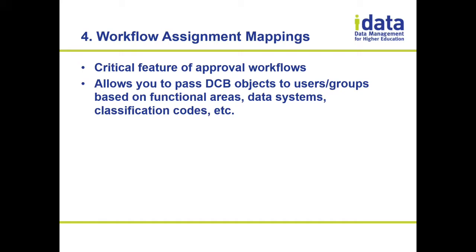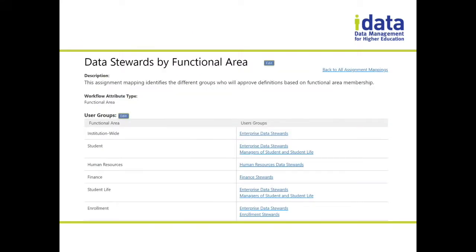So why don't you skip to the next slide? This is what this looks like. So this is a functional area assignment mapping. You can also do assignment mappings by data system, by classification code if you're working on definitions. On the specification side, you can do it by specification type. And the idea is that when an object in the workflow, definition, specification, quality rule, whatever, falls into the stage where this mapping is invoked, then the notification or the ability to work is routed based on the condition, in this case functional area.